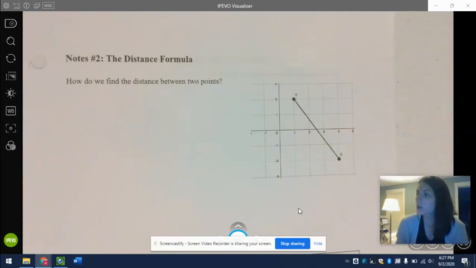Okay, so today we're going to look at the distance formula, and this is going to involve some simplifying of radicals, linking to our first video lesson.